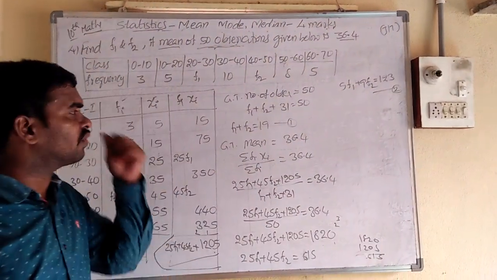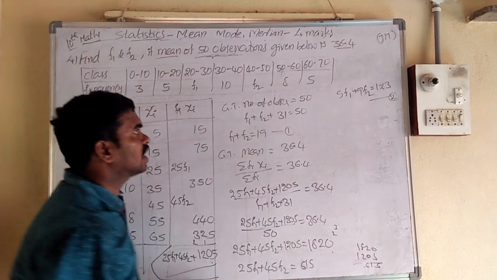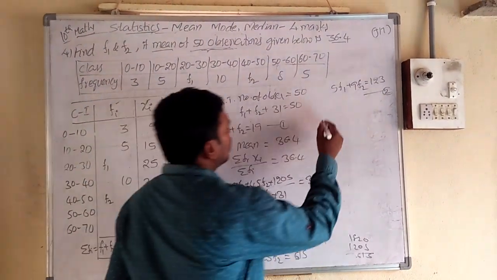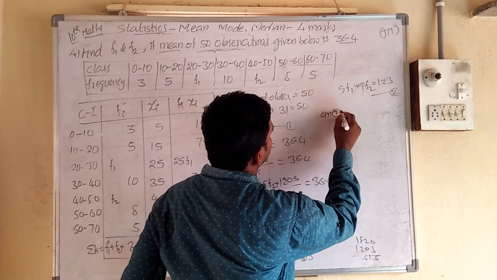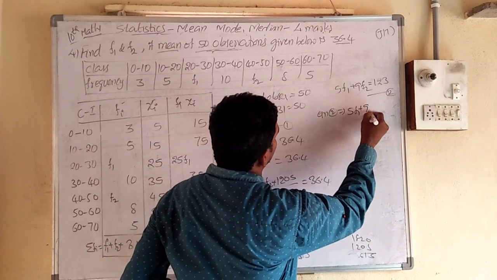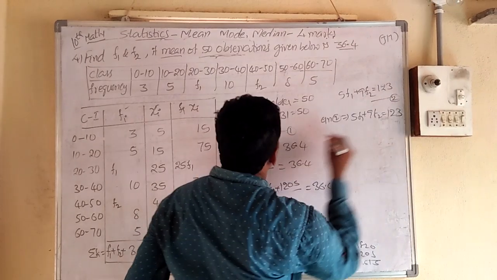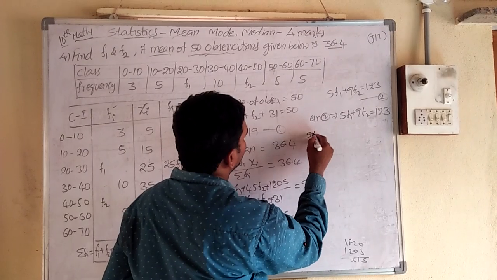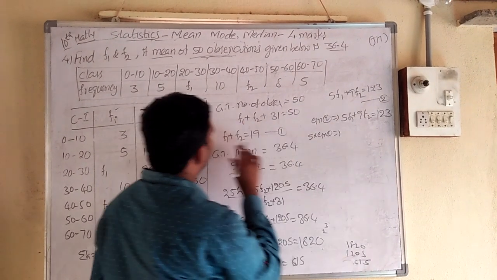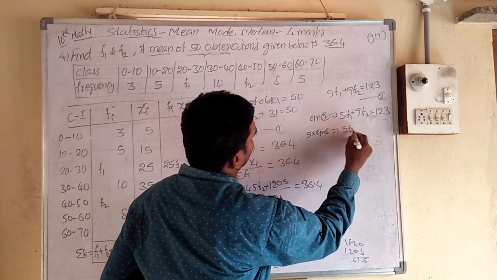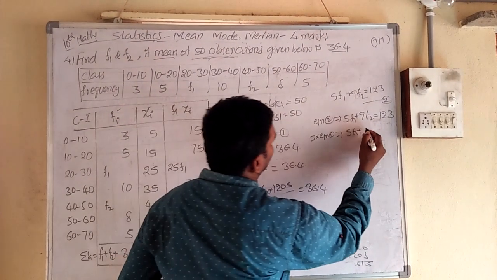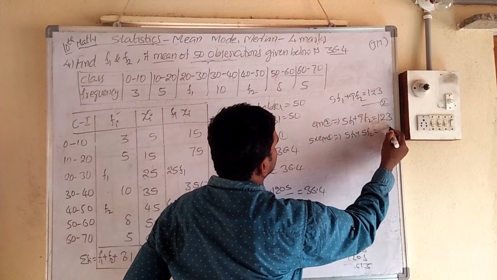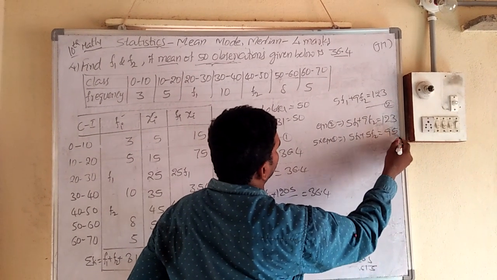After solving 1 and 2, we will get the f1 and f2 values. Here the f1 coefficient is 1, and here the f1 coefficient is 5. So what I am doing is writing equation 2 as it is, 5f1 plus 9f2 equals 123. Equation 1 I am multiplying with 5, so 5f1 plus 5f2 is equal to 5 into 19, which is 95.